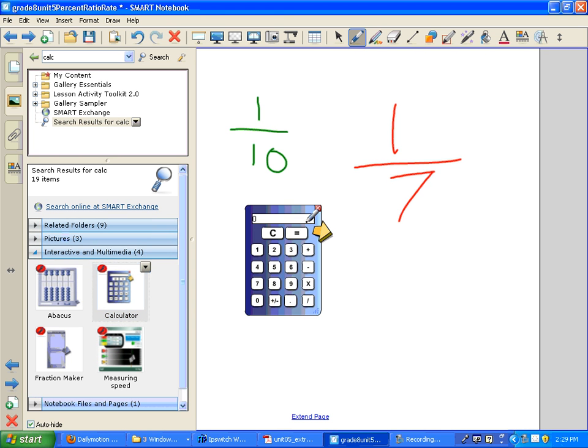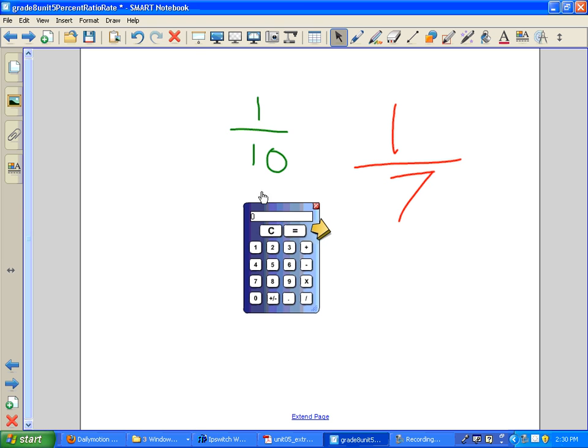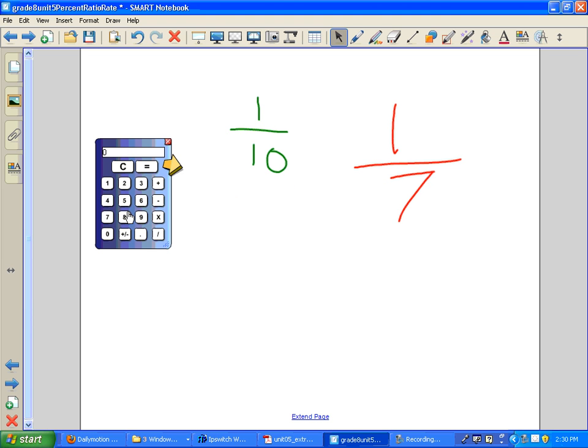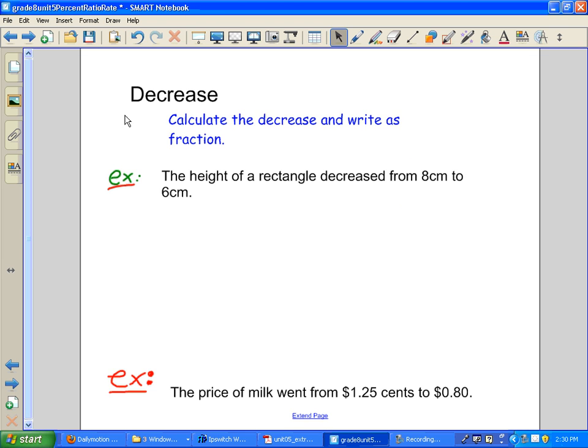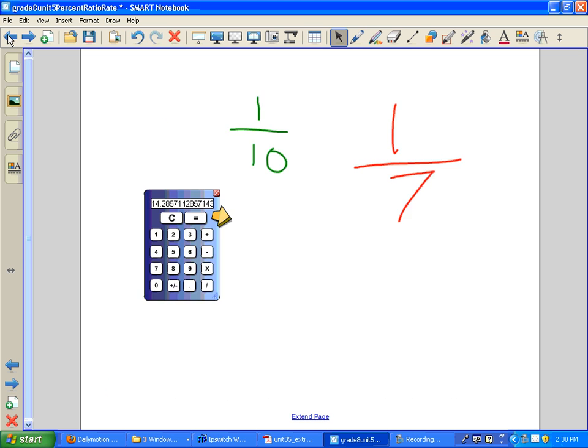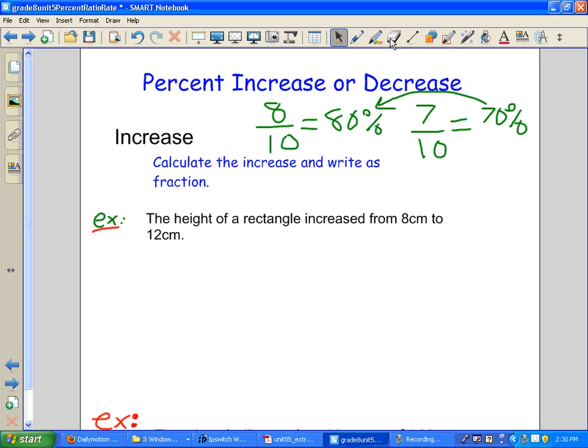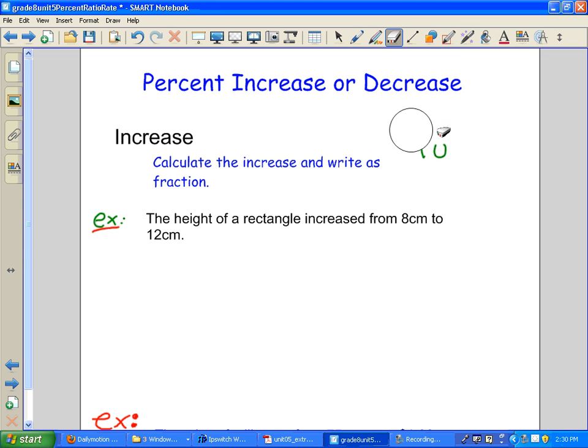So I'll take my calculator, and I will take 1 divided by 7 equals, and then to change a decimal to a percent, you times it by 100. So I went up 14.2% in terms of my amount. All right, so let's take it here in this problem right here.